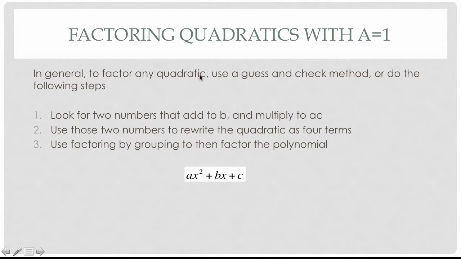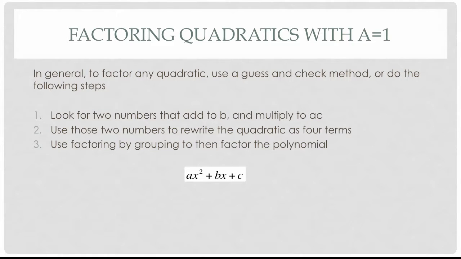But there's also another method. We can use guess and check, or if you're a step-by-step person that likes it really laid out, you can also do this process. You can look for two numbers that add up to b and multiply to AC. I'm going to go over an example of this really quickly here. And then you can use those two numbers to rewrite the quadratic as four terms, and then use factoring by grouping to then factor the polynomial as well.